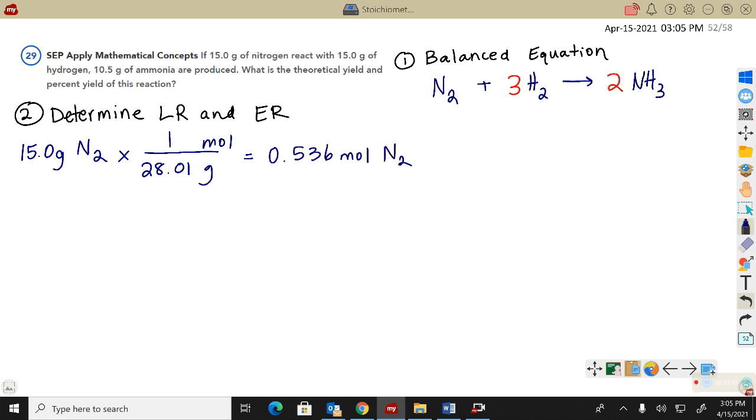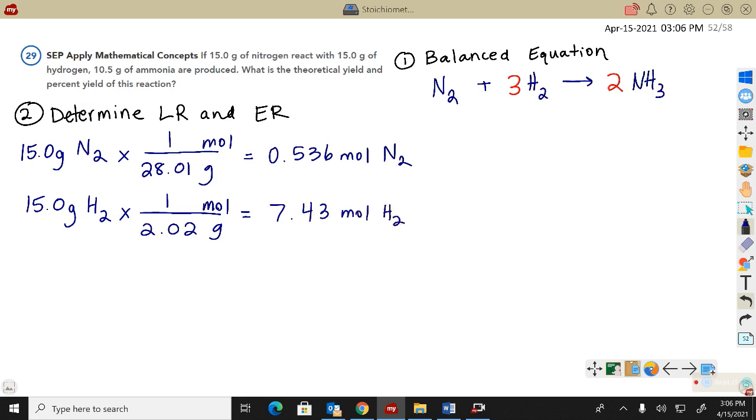Now I need to do the same thing with my hydrogen. 15 grams. I need it out of grams and into moles. The periodic table gives me the mass of a mole. Hydrogen times 2, I'm going to say about 2.02. And that's for 1 mole. 15 divided by 2.02. Whoa, baby. 7.43 moles of hydrogen. Holy moly, that's a lot.